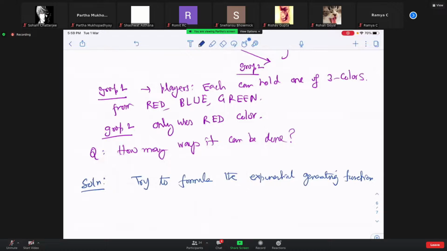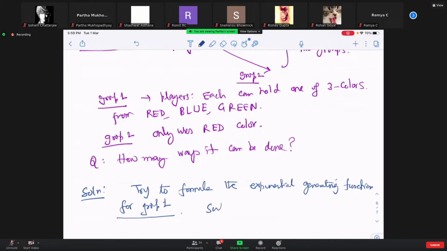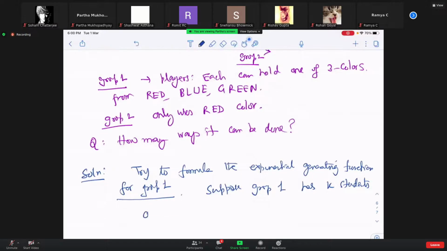So try to formulate the exponential generating function for group one. Suppose group one has k students. What is a_k? What do I mean by a_k? The k students can of course be arranged in a line in k factorial ways, and then each student can hold one of the three colors. So this is k factorial times 3 to the power k.